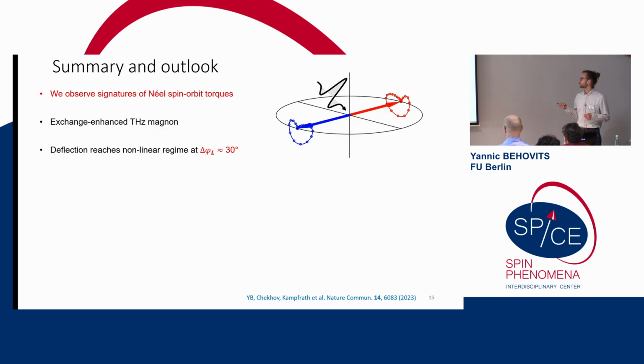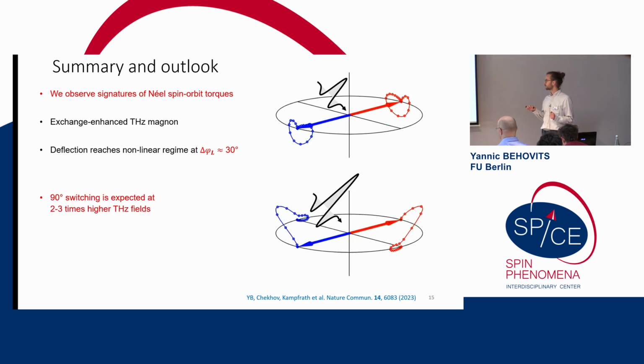With that, I would like to summarize that we see signatures of the Néel spin-orbit torques. So this means, driven by electric fields, we get some coupling to the spins. And we observe a terahertz magnon, which is exchange enhanced. And I just made a small cartoon here of how the oscillation of the sublattices looks at the moment. And we can reach up to 30 degrees of deflection in the plane. Now, if we could go to 2 or 3 times higher terahertz fields, it would look like this, and we would go from 0 degrees to 90 degrees in about 1 picosecond.